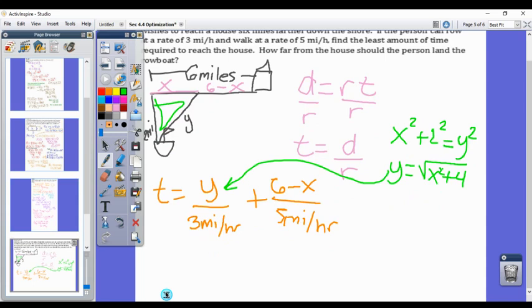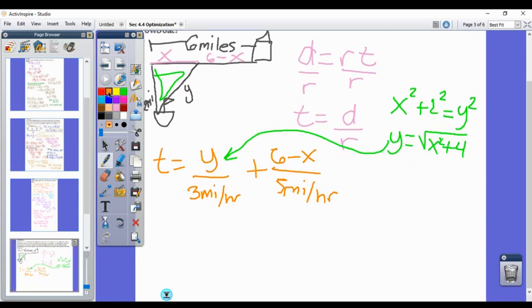Okay, so we're going to switch back to orange. So t is going to equal x squared plus 4, all divided by 3, and 6 minus x, all divided by 5.